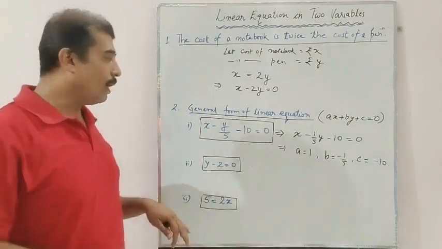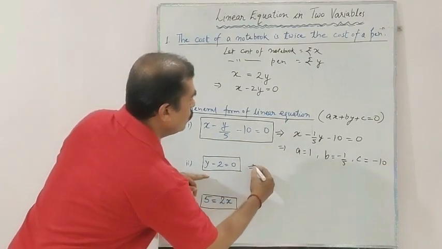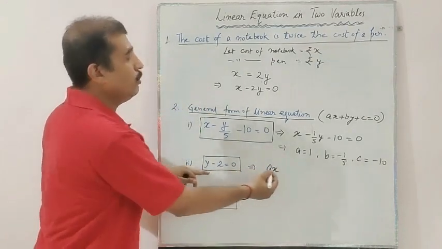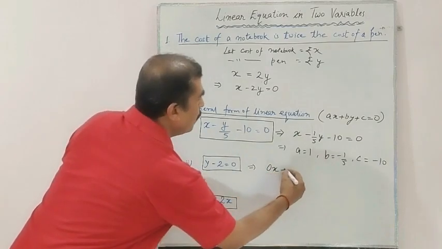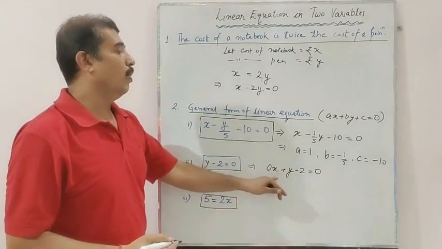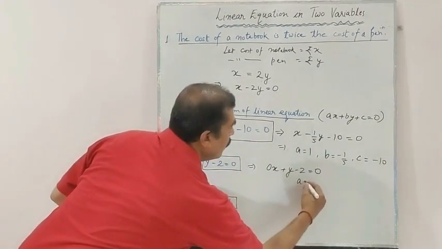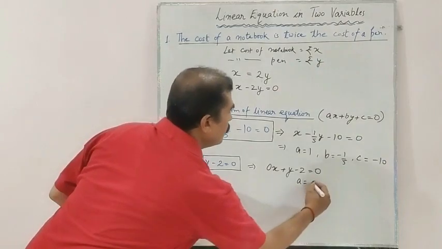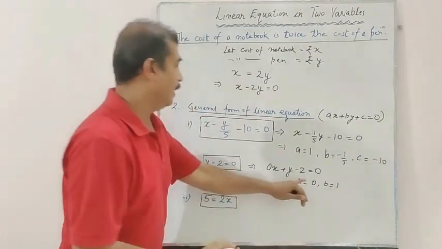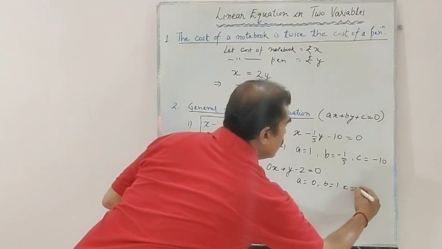If the equation is y minus 2, we can see that the x term is not there. So I can write it as 0x because it is not there. I can keep its coefficient as 0, plus y as it is, minus 2 is equal to 0. Now on comparing this equation with the general form, value of a will be equal to 0, value of b will be equal to the coefficient of y, which is 1, and the constant term c is minus 2.